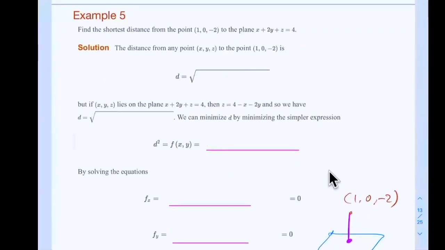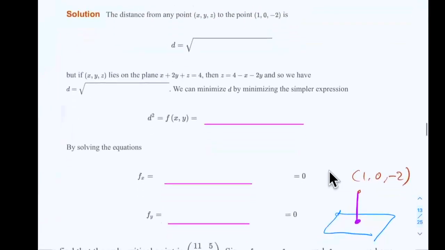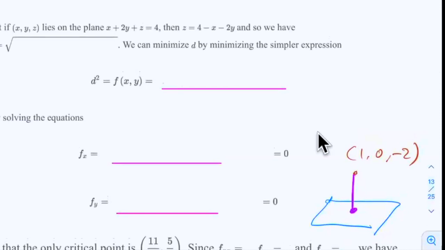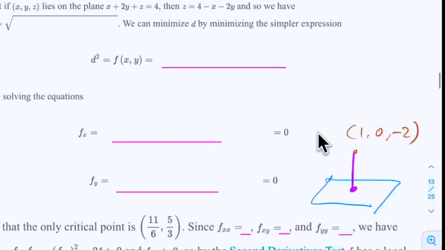The next example, we're trying to find the shortest distance from this point to this plane. Let's have a mental picture of what that means. So this is the plane over here, I just draw a plane, and then this is the point. The shortest distance from a point to the plane is where you draw a perpendicular line to the plane. The distance from here to here is the shortest distance, right?